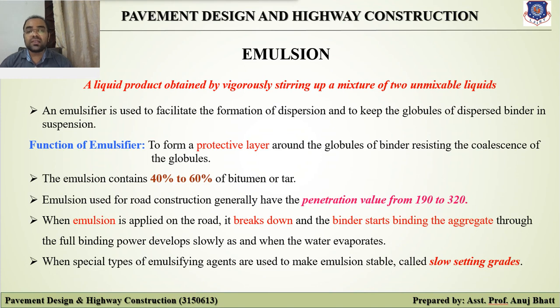When the emulsion is applied on the road, it breaks down and the binder starts binding the aggregate, though the full binding power develops slowly as and when the water evaporates. The first sign of breakdown is a change in color from chocolate brown to black. If the emulsion breaks rapidly, the emulsion is said to be of rapid set quality.